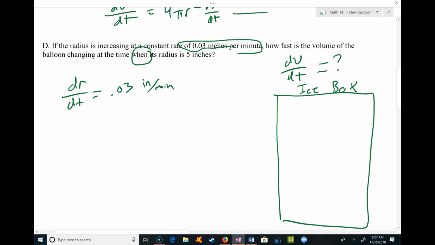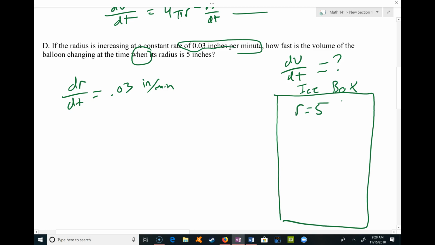It's 0.03 all the time. Okay? However, is the radius always 5? No. So inside the box I put r equals 5. Because that's only true when I've frozen time. It's not true all the time. Okay?